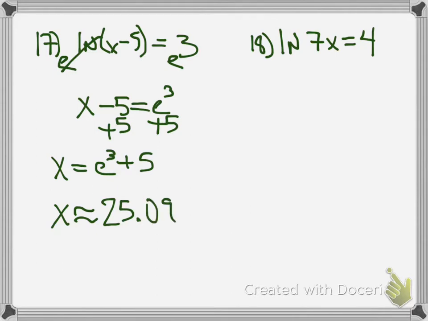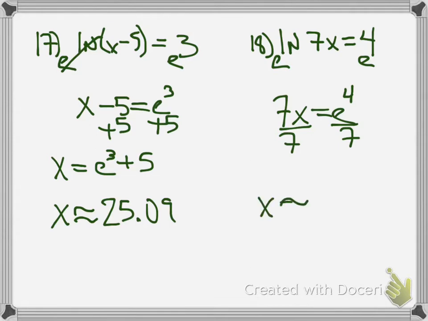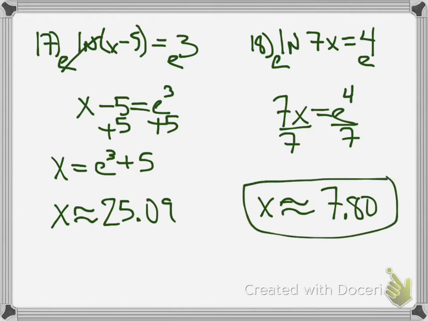Okay, now if I go over to 18, same idea, put the e. So now I'm saying 7x is equal to e to the 4th. Then you can divide by 7. And you get x is equal to approximately, and this is what you would type into the calculator, e to the 4th divided by 7, and you should get approximately 7.80. Obviously that means it was rounded off, because that was probably like 7.79 something and then rounded off.